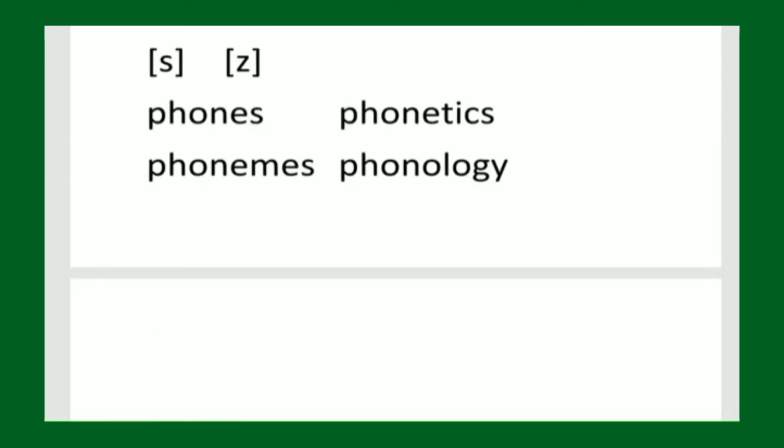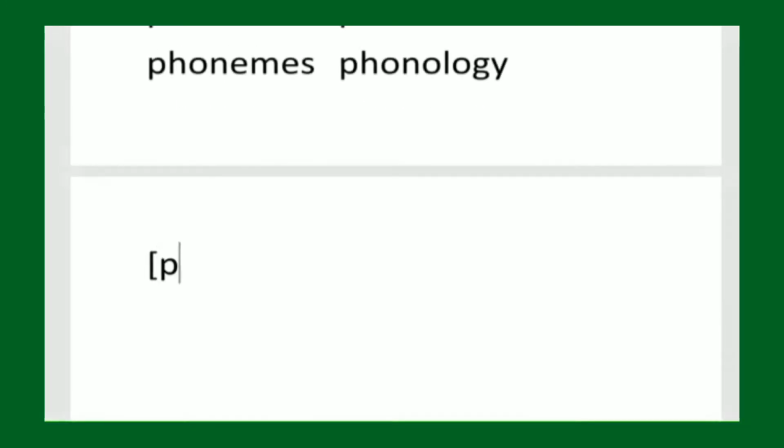Phones are what you actually hear. They exist in sound as sound waves. They are a physical reality. But phonemes are a mental reality. They're a cognitive reality. This is the physical reality. These are a cognitive reality in the sense that phonemes do not exist outside our mind. They exist in our mind.